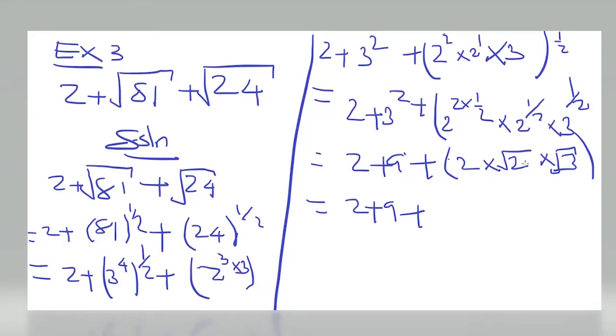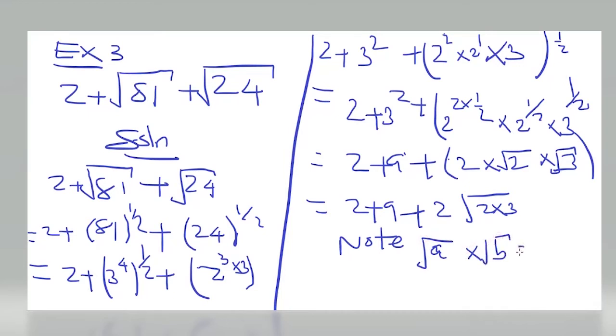Now this can be written as 2 times 3 inside. If you have two numbers inside the bracket times another number outside the bracket, this one can be combined into a single bracket, a single radical, like this.